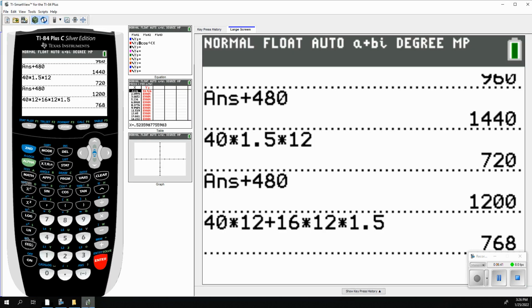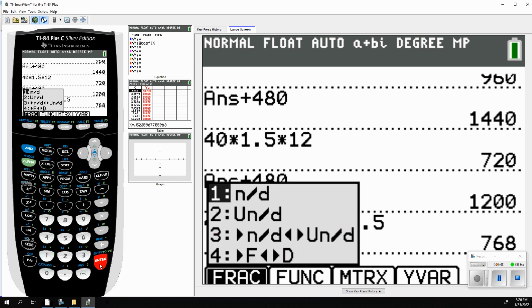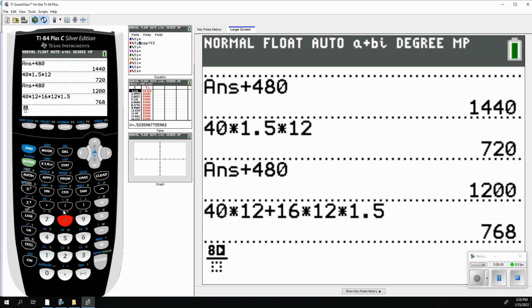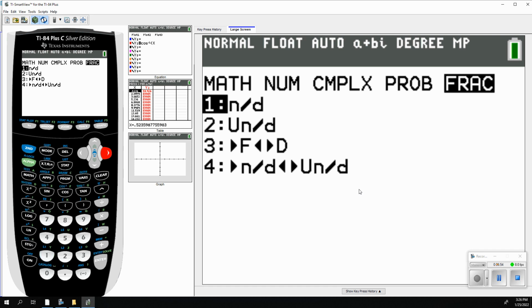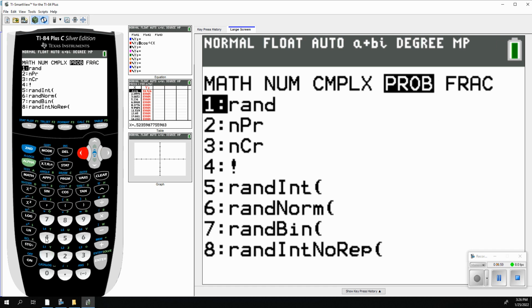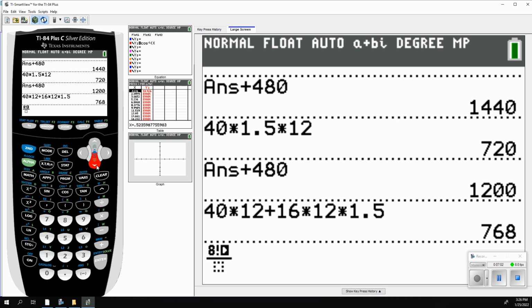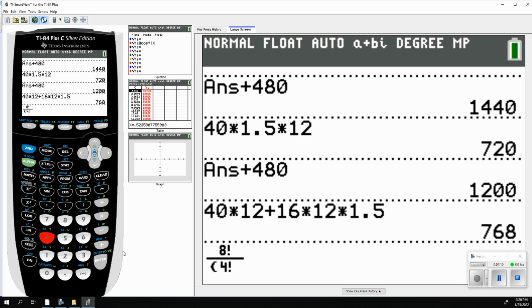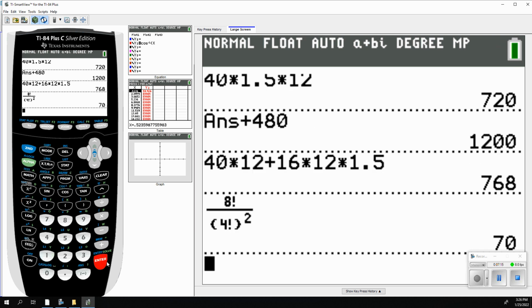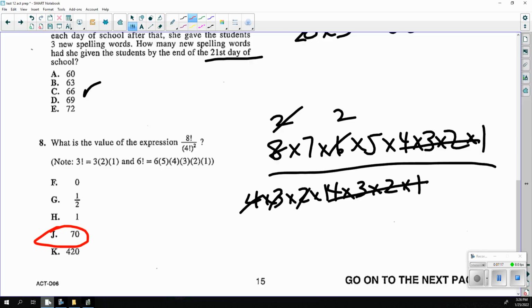Okay. A lot of people don't know that this is here, but alpha y equals, you could write it as a fraction, 8 factorial. Factorial is math, probability, and then you hit the factorial button, over in parentheses 4 factorial, squared. And that should give you 70 for the answer.